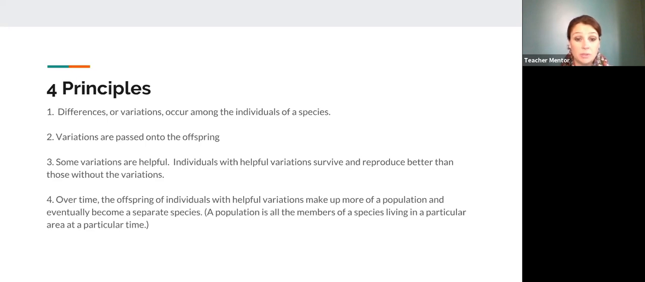Over time, the offspring of individuals with the helpful variations will make up the population and eventually will become a separate species. Remember that a population is all of the members of a species living in a particular area at a particular time. So if we look back at Darwin's finches, a population is all those finches of a certain type living on a certain island at a certain time.